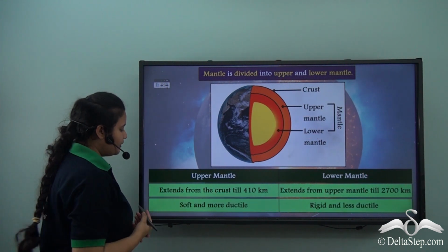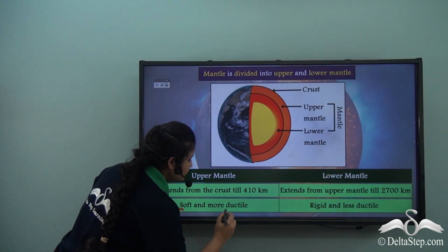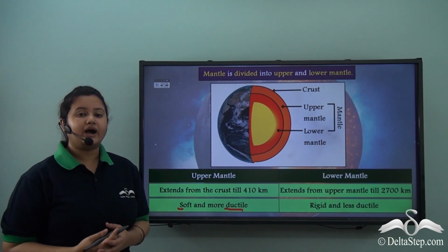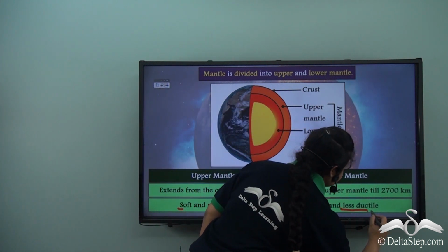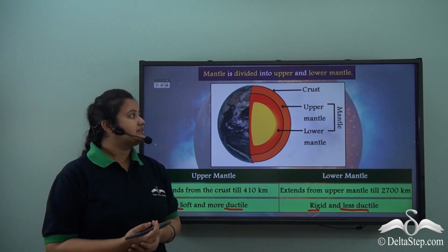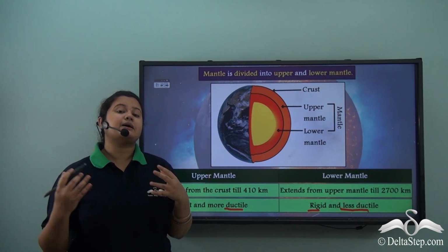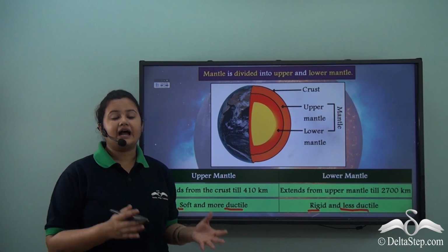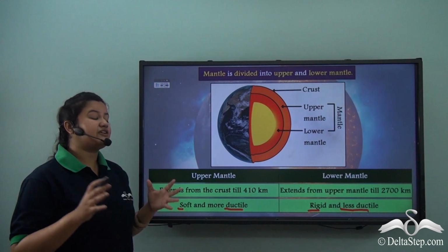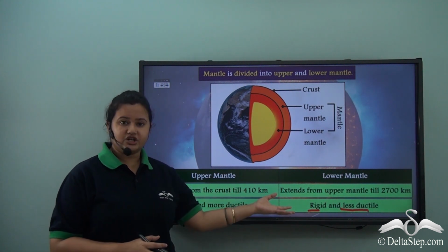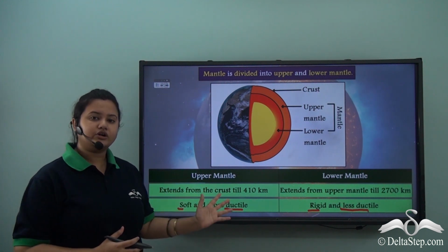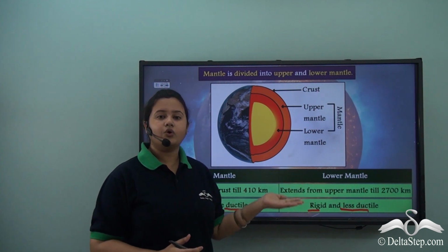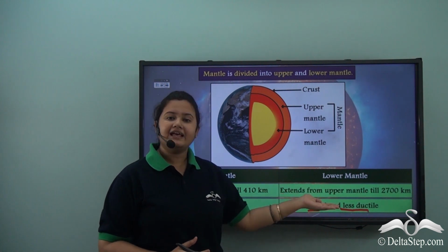Upper mantle is composed of soft and more ductile rocks, while lower mantle is composed of rigid and less ductile rocks. And why is it so? See, lower mantle lies below upper mantle, and we know that as depth increases, pressure and density increase, which makes the rocks rigid and less ductile. Therefore, upper mantle is soft and more ductile, while the rocks in lower mantle are rigid and less ductile.